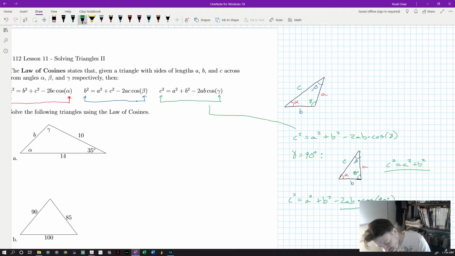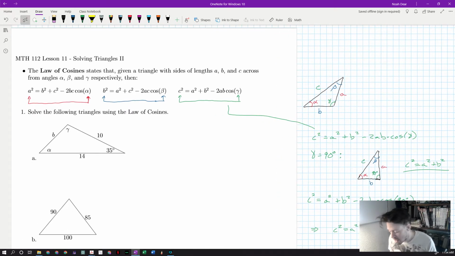So this does, in fact, give us the c squared equals a squared plus b squared like we would expect. So that's what I mean by this being a generalization of the Pythagorean theorem. The minus 2ab times the cosine of the angle, that's an adjustment for that angle not being quite 90 degrees.